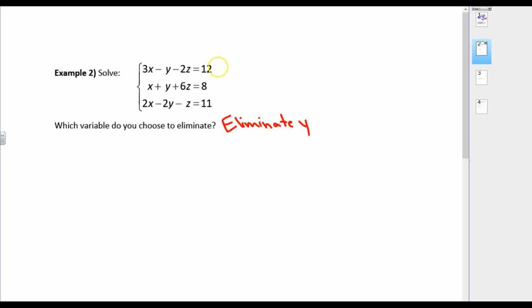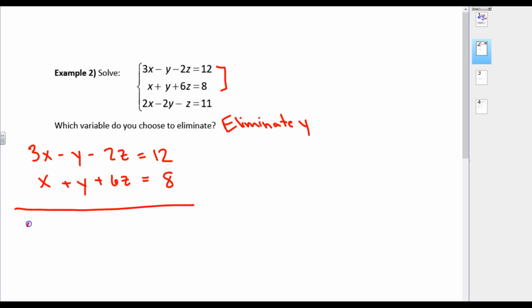And I'm going to do first these two equations. So that's 3x minus y minus 2z equals 12, and x plus y plus 6z equals 8. And when I add straight down, I get 4x, my y's cancel, plus 4z equals 20. That's one of my new equations.